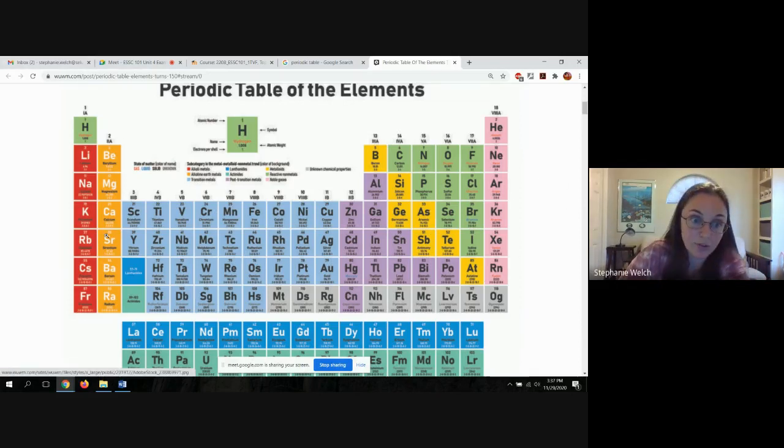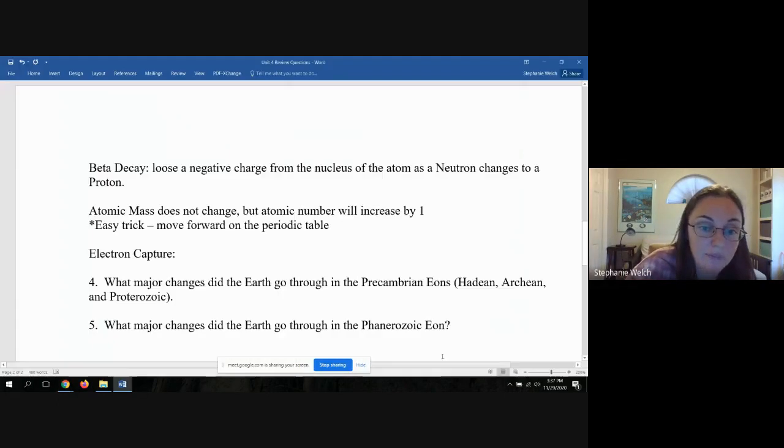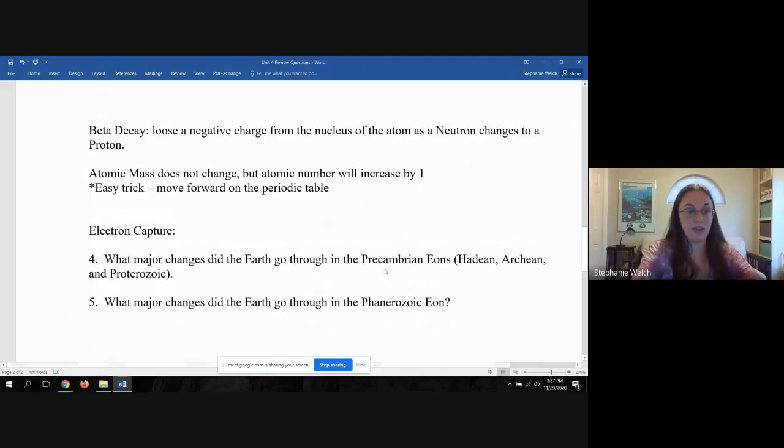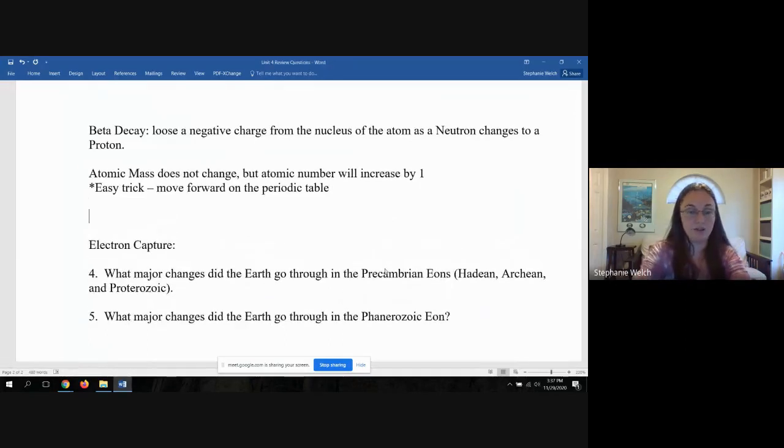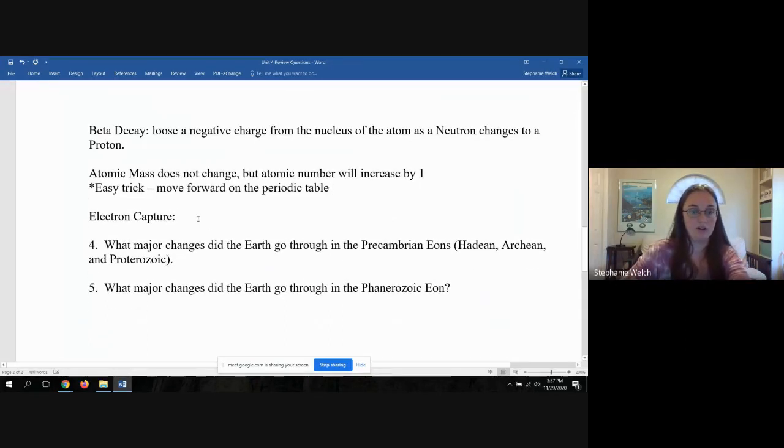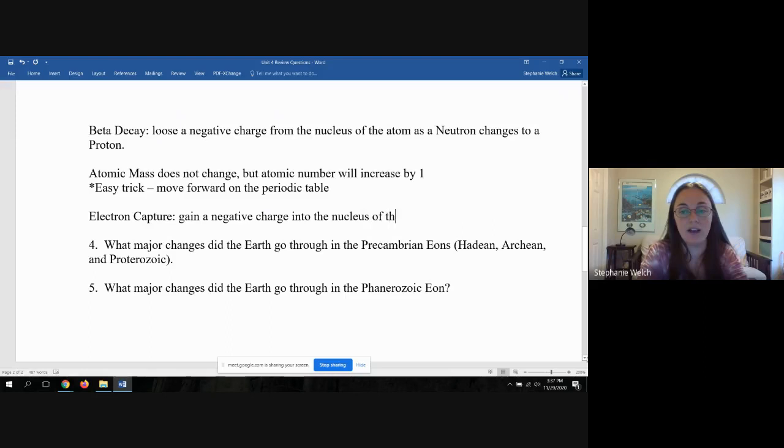If you're having anything that's moving opposite of that, like potassium decaying into argon, 19 to 18, any case where you're decreasing your atomic number, that's when you're going to be dealing with our last type of decay. The last one is electron capture. I already wrote it down over here. Electron capture. In this case, like the term capture would imply, you gain a negative charge into the nucleus of the atom.